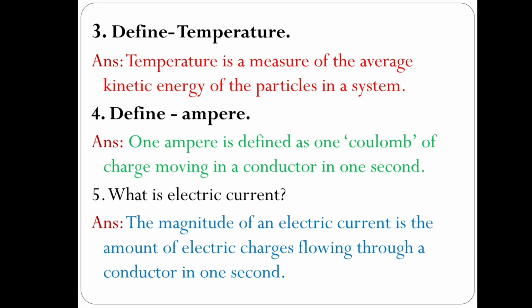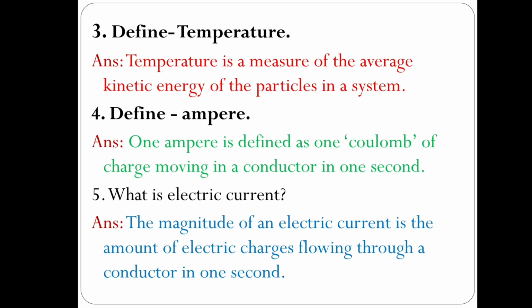Define temperature. We know that the measure of hotness or coldness is called temperature. Temperature is a measure of the average kinetic energy of the particles in a system. Fourth question, define ampere. 1 ampere is defined as 1 coulomb of charge moving in a conductor in 1 second.